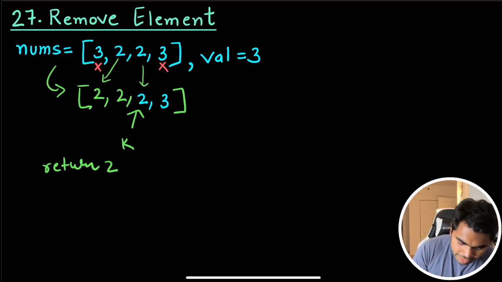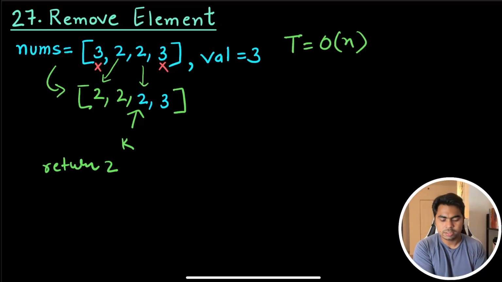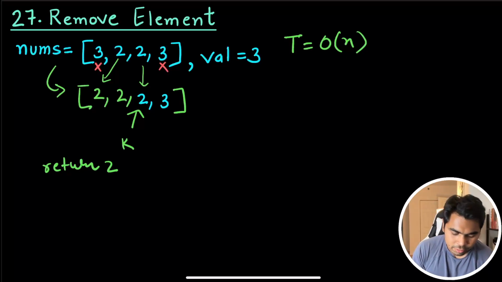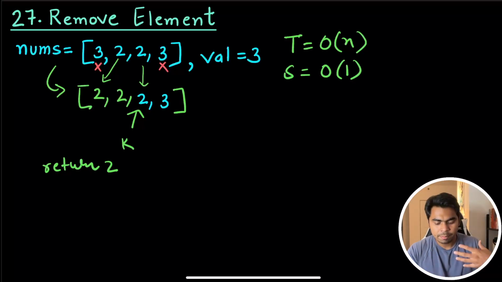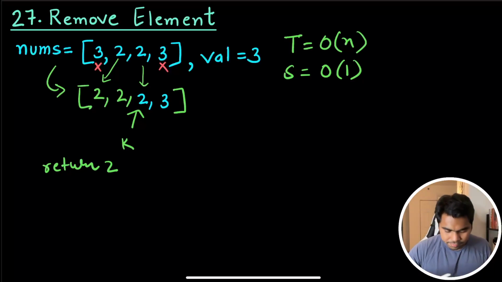The time complexity will be big O of n, because in the worst case you don't have val, so we will go through all the nums. The space complexity is going to be big O of 1 because you are doing everything in place. I hope you understand. This problem is a little lengthy, but it's really simple, and there are a lot of problems that look exactly like this.